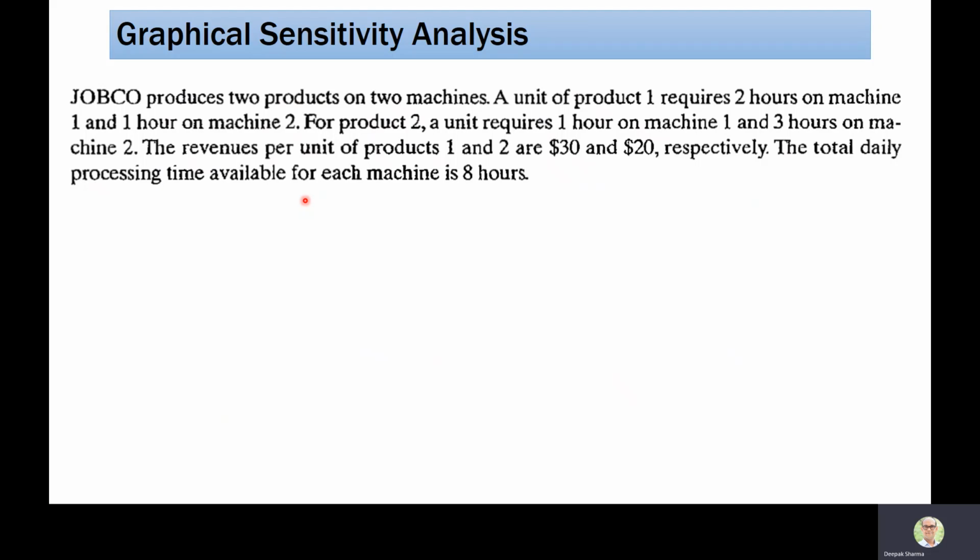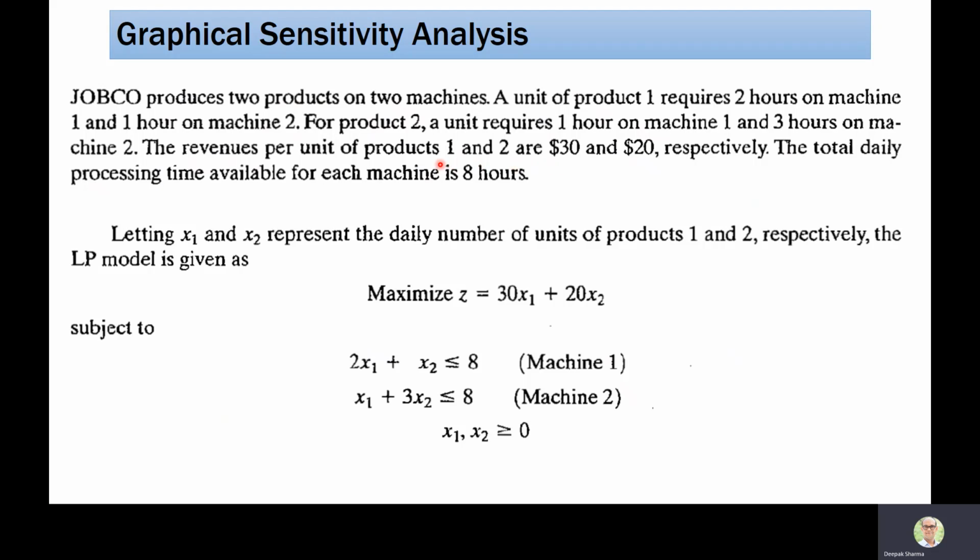Since we have already done LP modeling, we can immediately show the LP model. As I said earlier, based on the revenue, we want to maximize the revenue. So this is going to be our objective function. And we know that the revenues are given. This means our variables should be the number of units of product one and two.